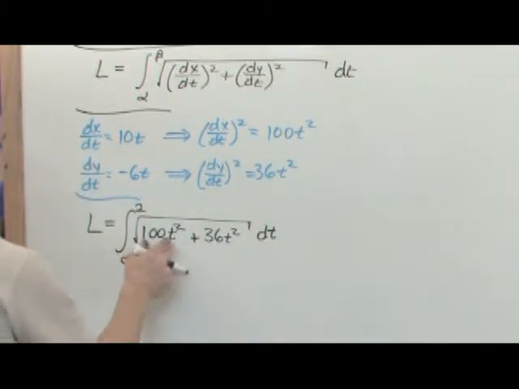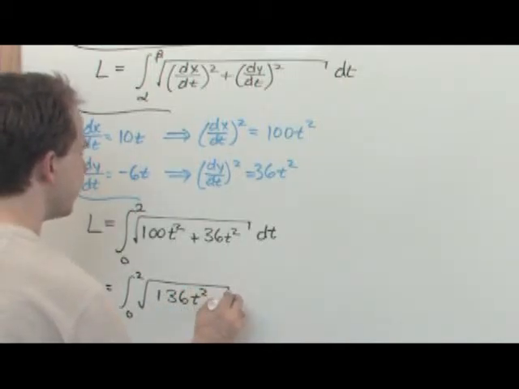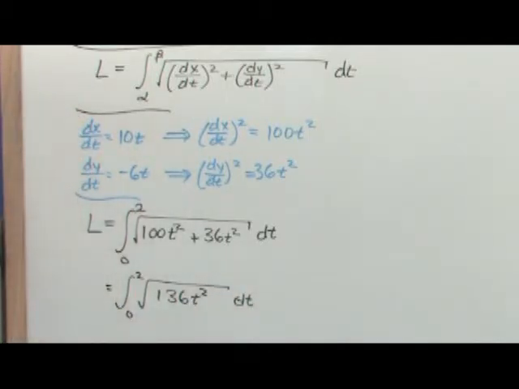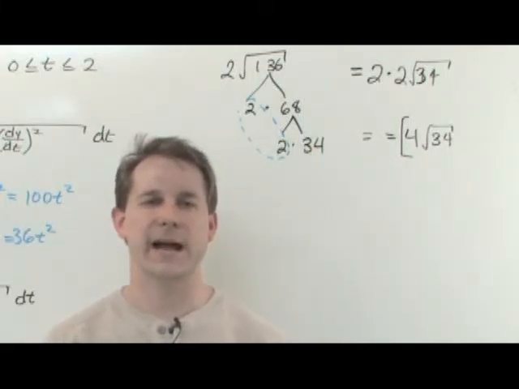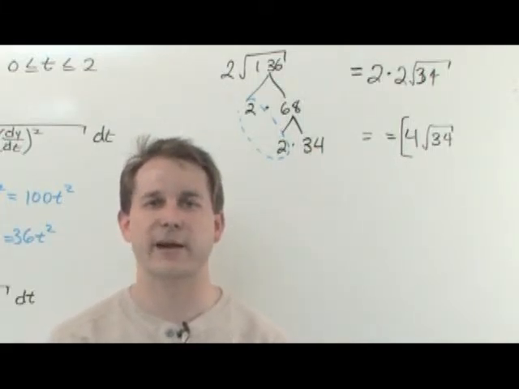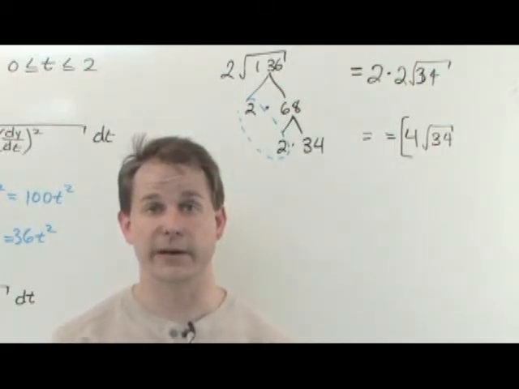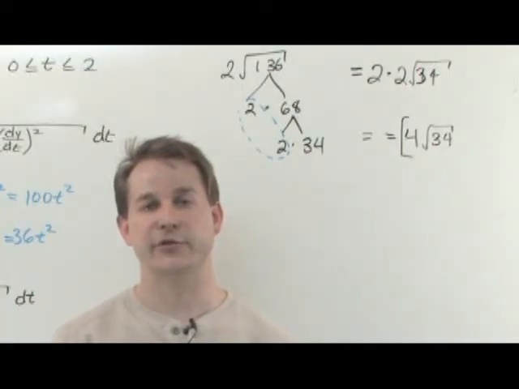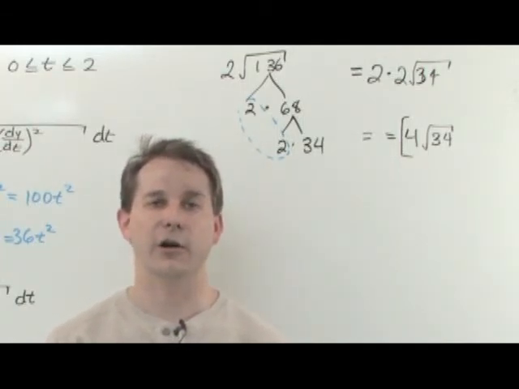Now you have 100t squared plus 36t squared, so you can add those up. 0 to 2, square root of 136t squared dt. Okay, and you crank through the integral. Usually you'll get some kind of nice simplification under that radical, so you can take the square root of it and make it integrable, and without too many sessions of banging your head against the wall. And that's how you tackle arc length in parametric equations.